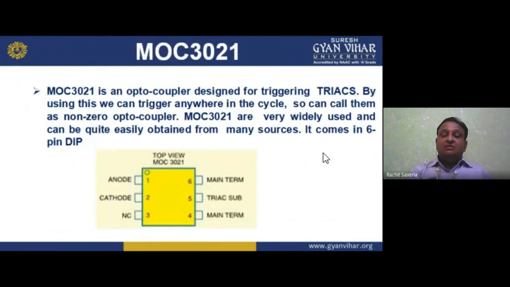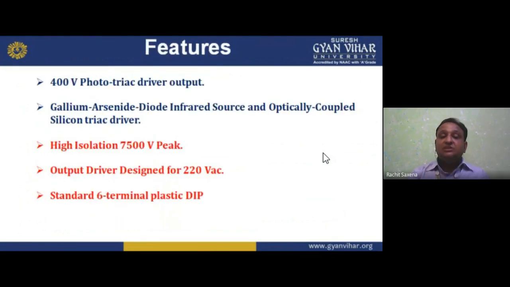This is the construction. The difference from MOC 3020 is that in this we have 7500 volt peak. And one more thing: a gallium arsenide diode infrared source and optically coupled silicon track driver. It is different from the previous. High insulation up to 7500 volt, we can say 7.5 kilovolt peak. That is far more: 500 versus 7500 means 7000 more compared to the MOC 3020.